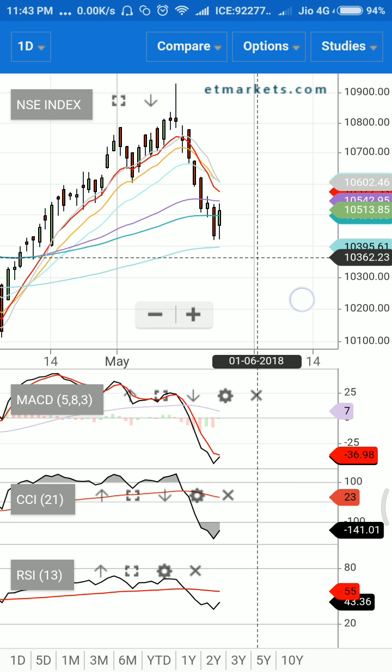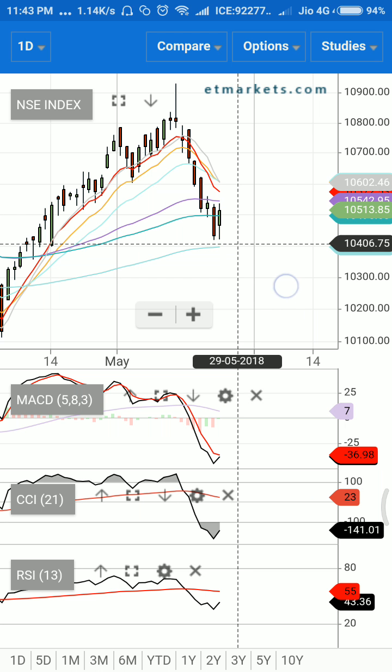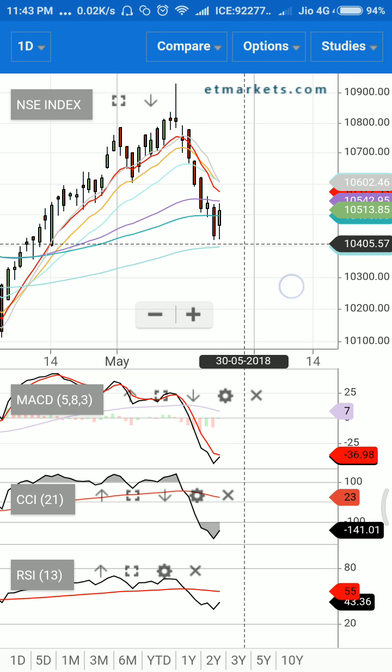First we'll analyze the option activity range. 10,200 to 11,000 is the broad option activity range for the market. Now you can see the support has shifted to the lower side, and the resistance is still placed at the 11,000 level. So 500 points on the upside and 300 points on the downside is the kind of move we are expecting in this particular month.